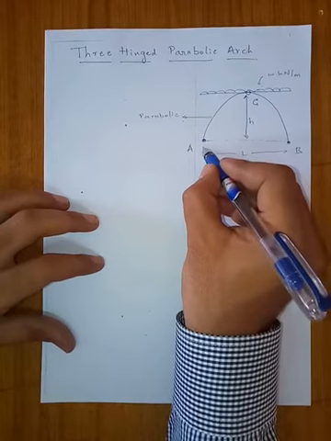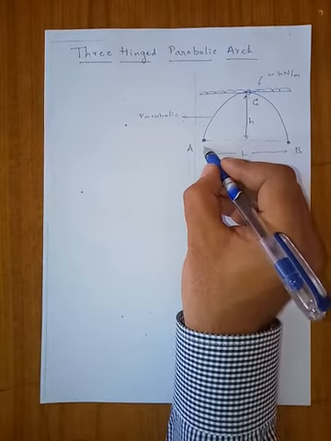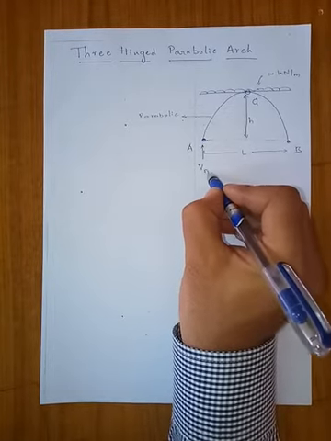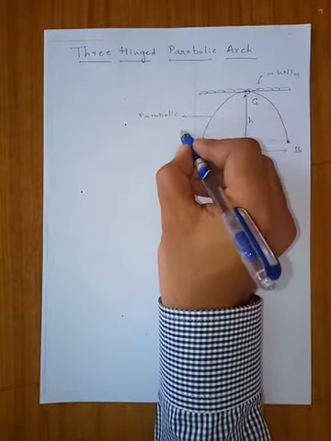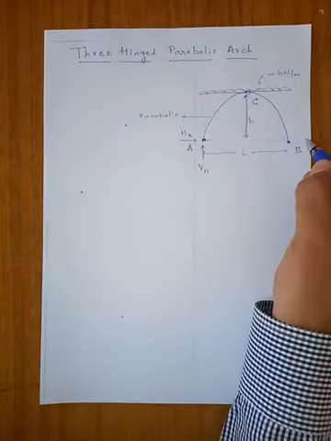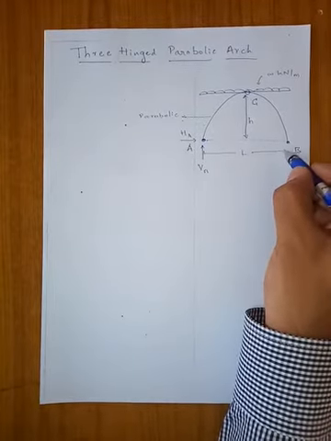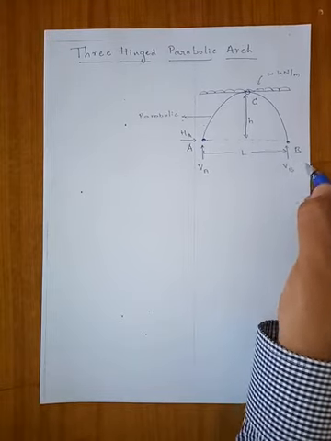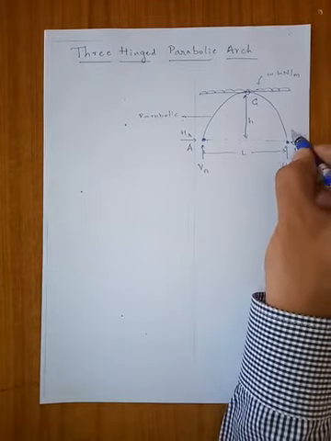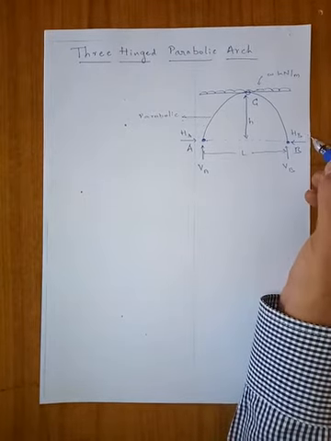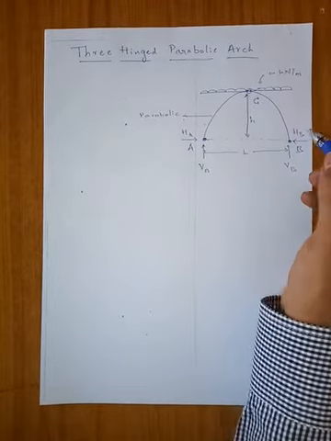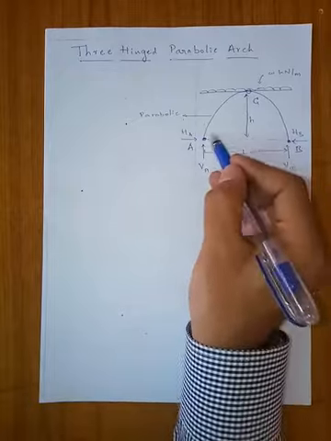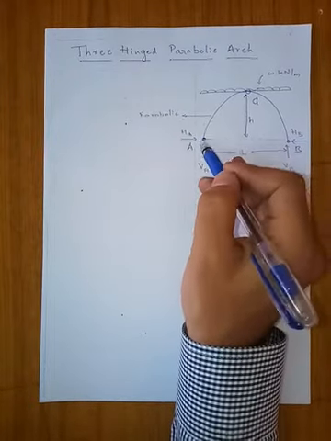We have support reactions. There is a hinge support at A, so it will give two support reactions. One will be vertical, I'll call it VA. The other one will be horizontal, I'll call it HA. Also there is a hinge support at B. It will also give two support reactions. One is vertical, I'll call it VB, and one more horizontal, I'll call it HB. The first step of the solution is to find these support reactions. We have two hinge supports at two ends.